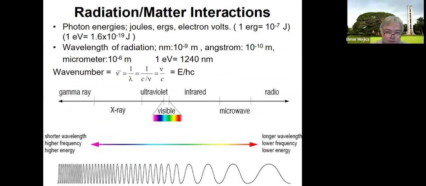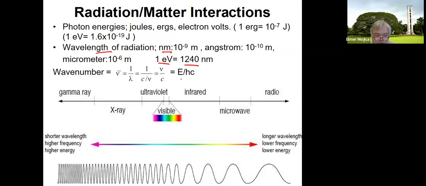And if you're going to look at the wavelength of radiation, the one that is commonly used is what? Nanometer, which is 10 to the -9 meter. You can go to the angstrom level, that's 10 to the -10 meter. And micrometer is what? 10 to the -6 meter. And 1 electron volt is equal to 1240 nanometer.